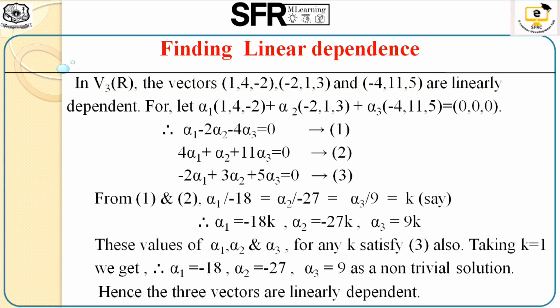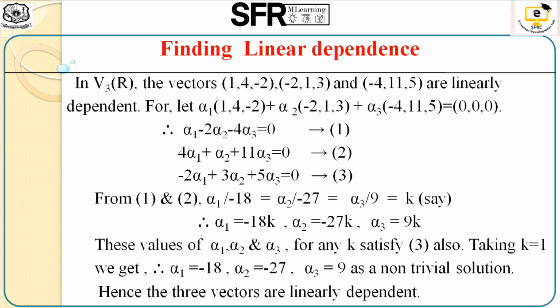Finding linear dependence. We know about linear independence: if the linear combination of a set of vectors with all scalars equal to 0 gives the zero vector, then it is linearly independent. If the scalars are not all 0, then the given vectors are linearly dependent. So I am giving one simple example for this.